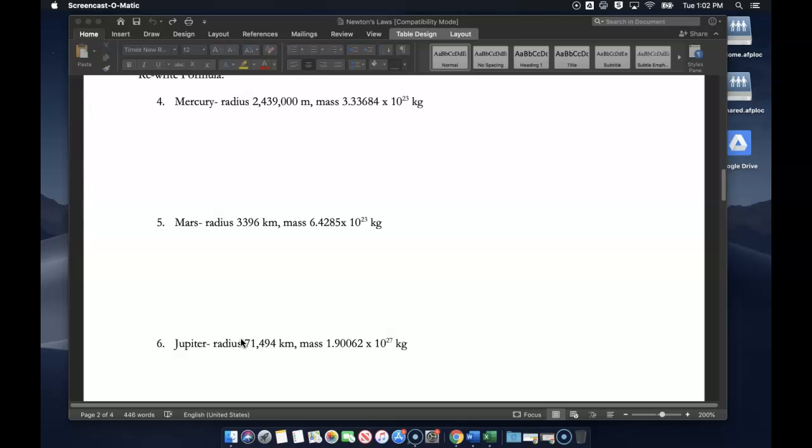Be careful here for all of these. You need to have your equations set up using meters, seconds, and kilograms in all cases. Notice here we've got kilometers. So you're going to need to convert this number first from kilometers to meters. Remember, there are 1,000 meters for every 1 kilometer. Once you have it converted for that, you're going to need to then plug it into the equation.